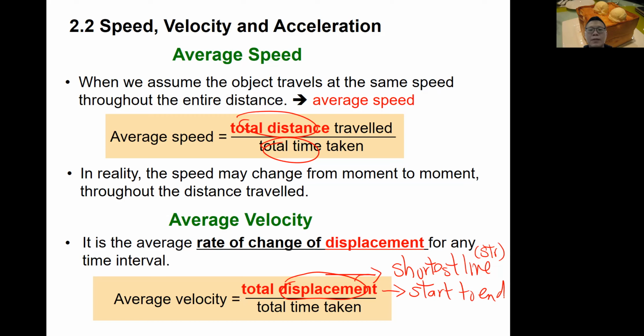Now, for speed, the same thing as we all encountered before, average speed is not a fixed number. Likewise, for average velocity, it's not a fixed number. It changes from time to time, changes with the amount of displacement and distance I travel and the time taken. So average speed, across the journey, half the journey, or even a quarter of the journey, will change. It doesn't have to be a fixed number.